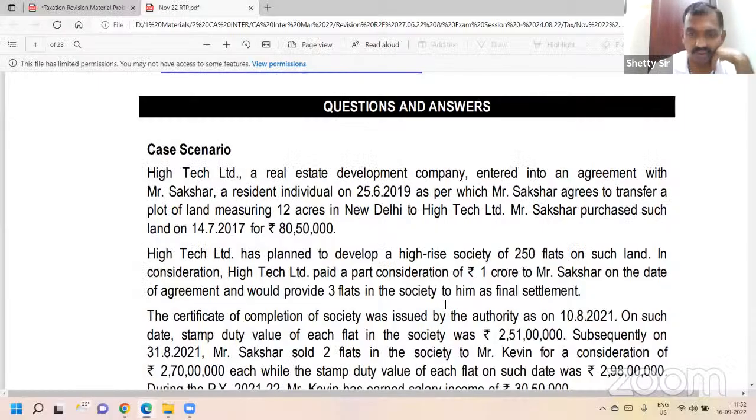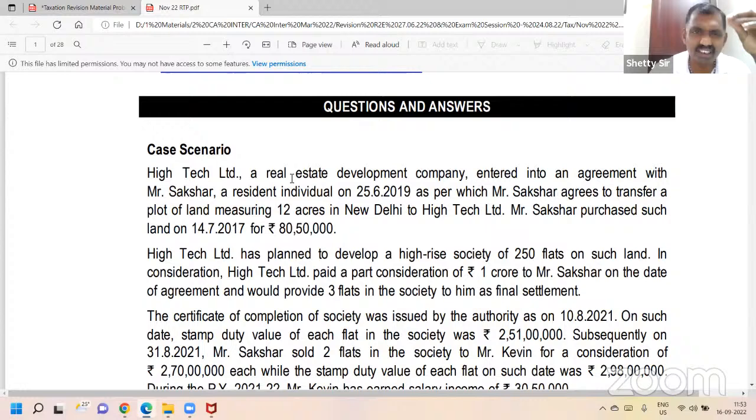So take a. Cost of how much? 80,50,000. Okay? Next. Next line: entered into an agreement with the real estate developer, to make the land and building into a site and sell, or convert it into a building and sell. Okay? Real estate developer.